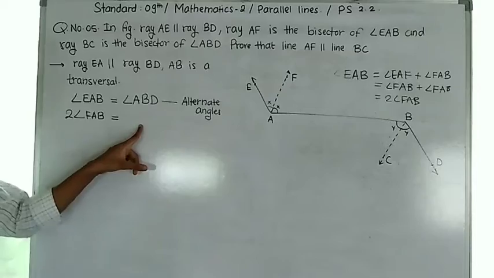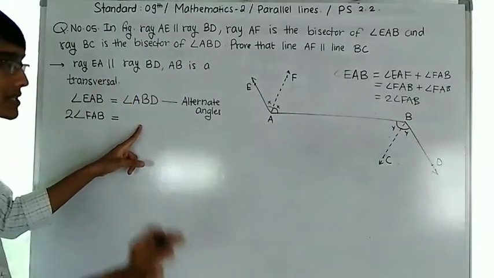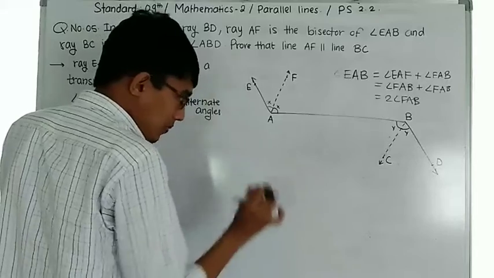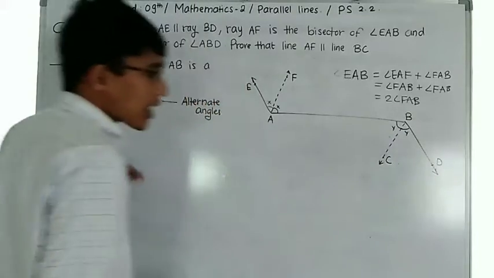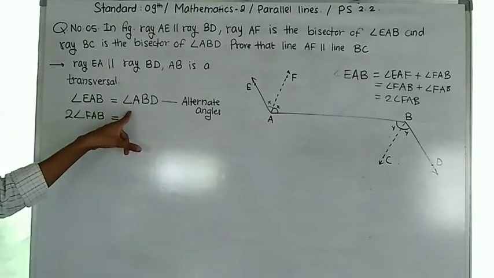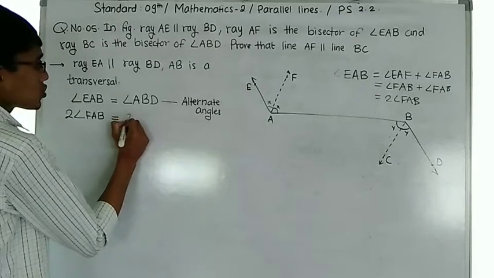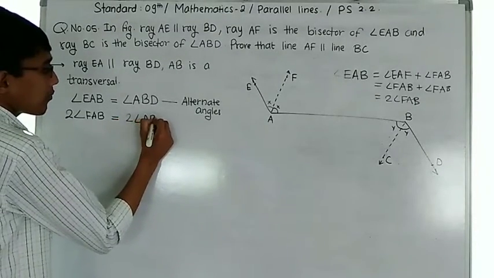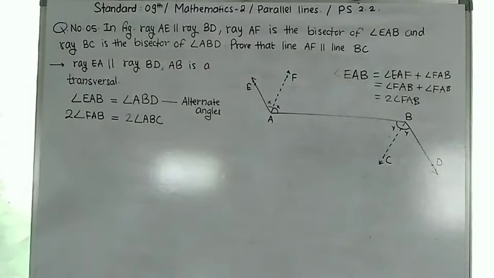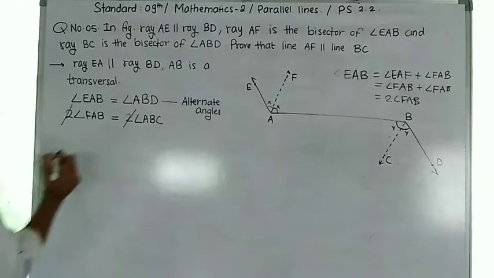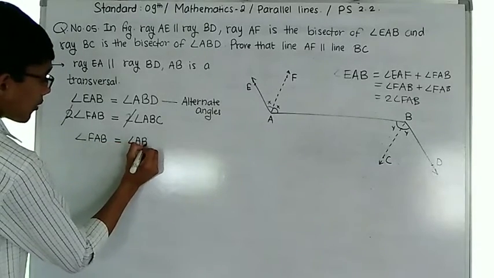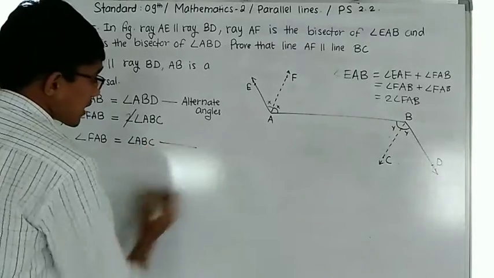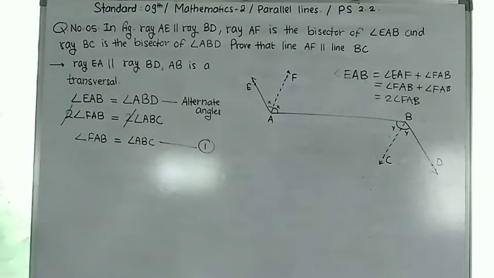ओके, एंगल ABD भी हमारा बाइसेक्ट हुआ है रे BC से. इसका मतलब एंगल ABC और एंगल CBD दोनों इक्वल है. इन दैट केस हम एंगल ABD को ट्वाइस एंगल ABC लिख सकते हैं. Now this 2 and this 2 get cancelled, so we get angle FAB is equal to angle ABC. Okay, this is my equation 1.